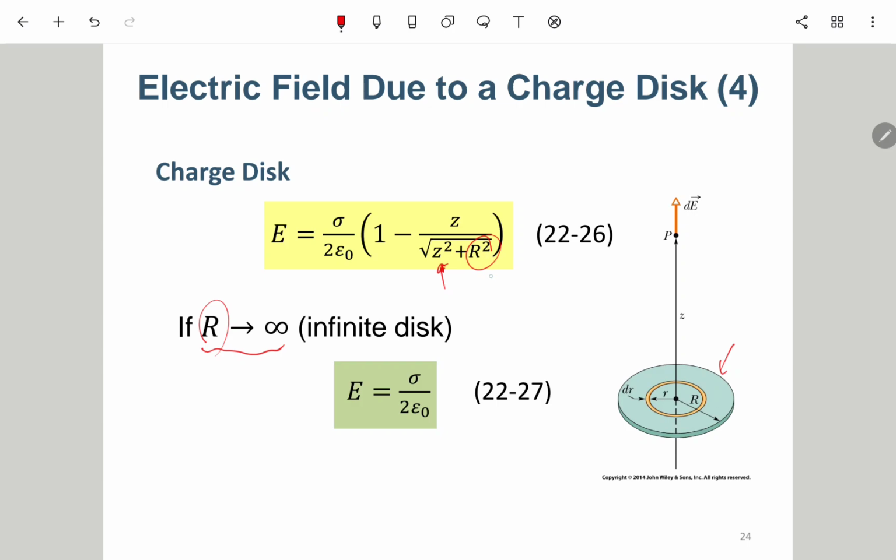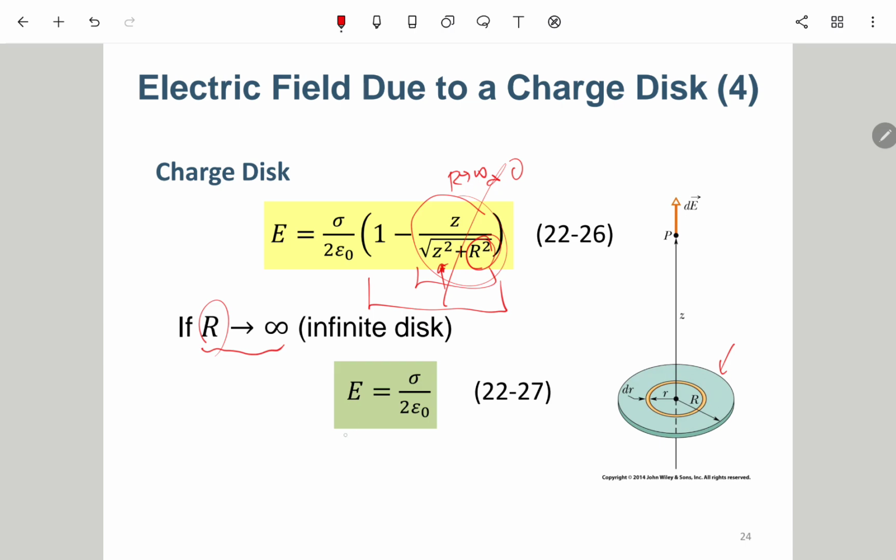So here, if we assume R goes to infinity, in other words, R is much larger than Z, then this whole thing will turn to 0. Okay, if R tends to infinity. Wow, that's great because this one turns to 0. So in this whole thing, we only have 1 minus 0, which is 1.